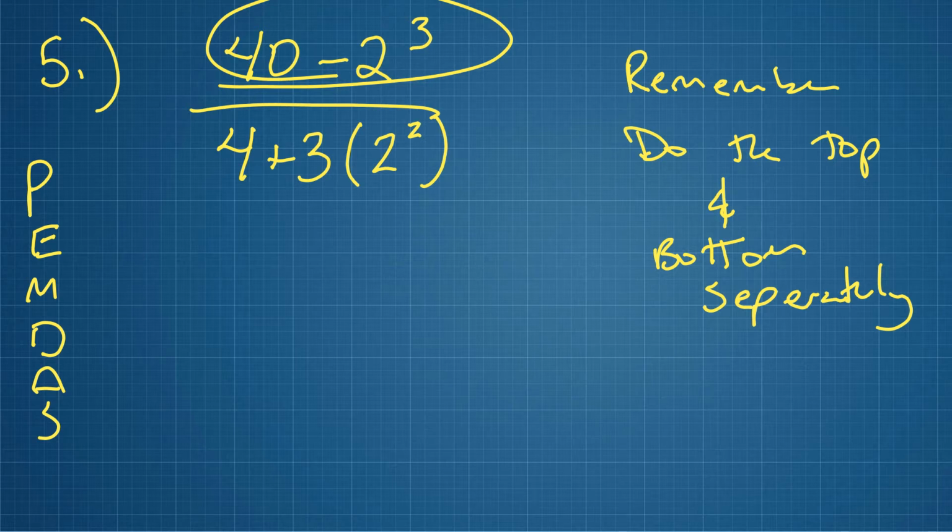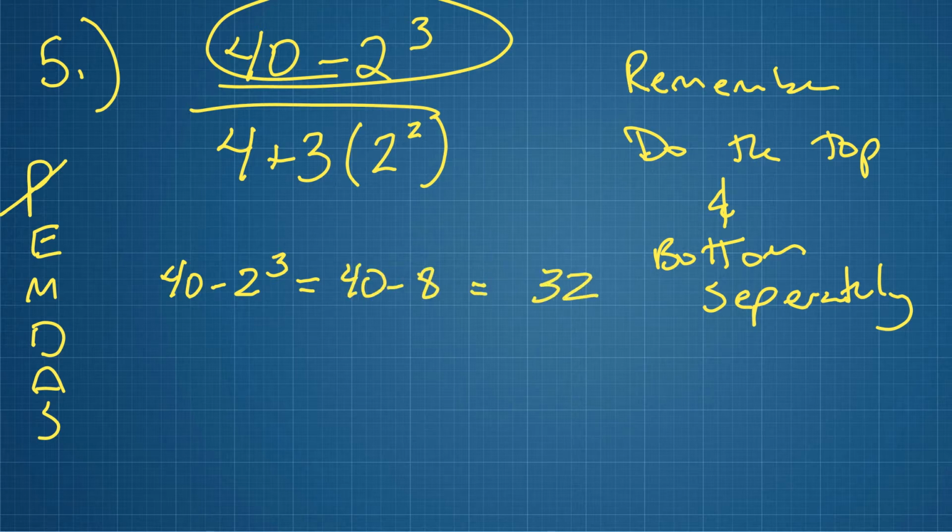So on the top, I have 40 minus 2 cubed. There is a parentheses. There's an exponent. So I have to do the exponent first. So it turns into 40 minus 8. I do the subtraction, which is 32. Alright, that's the top. Now I have to do the bottom.